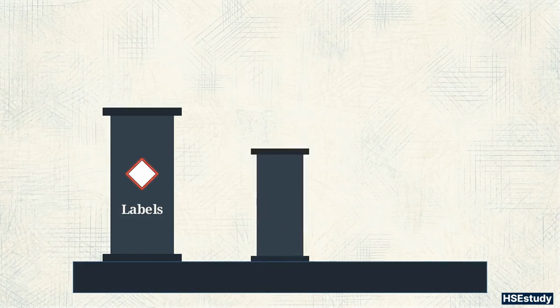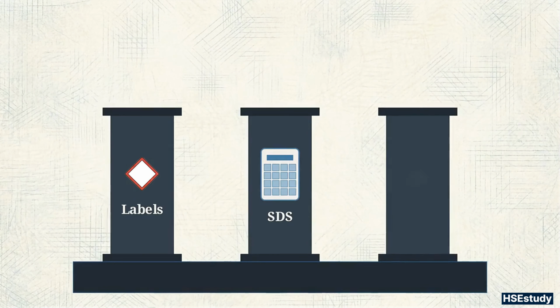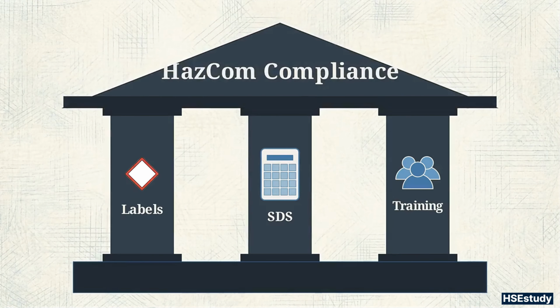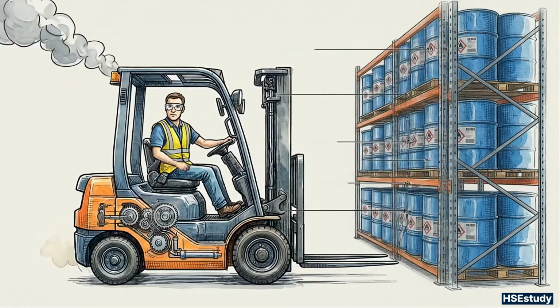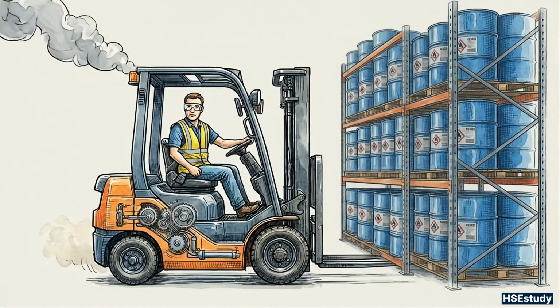A fully compliant HazCom program rests on 3 structural pillars: compliant labels, accessible safety data sheets, and comprehensive employee training. Hazard communication is an interdependent chain. Safety happens when accurate data meets consistent human execution on the floor.